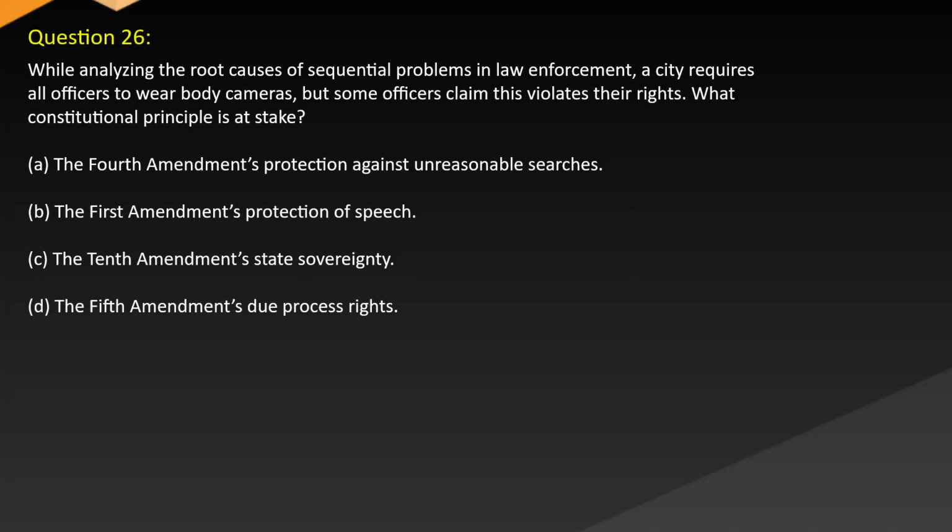Question 26. While analyzing the root causes of sequential problems in law enforcement, a city requires all officers to wear body cameras, but some officers claim this violates their rights. What constitutional principle is at stake? A. The Fourth Amendment's protection against unreasonable searches. B. The First Amendment's protection of speech. C. The 10th Amendment's state sovereignty. D. The Fifth Amendment's due process rights.